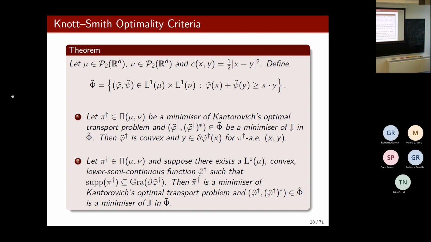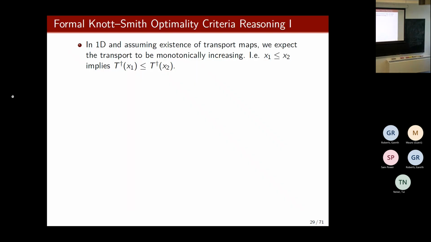So what the theorem is essentially saying is that if I want to know if something is a minimizer, I just have to check whether or not I can find a convex function such that the support of the plan is contained in the graph of the function. Right, so I didn't have a proper proof for this. I just kind of wrote down some sort of reasoning.